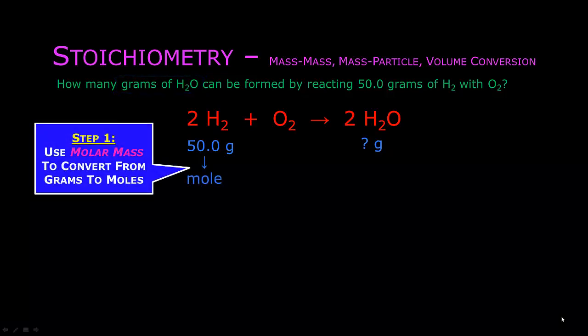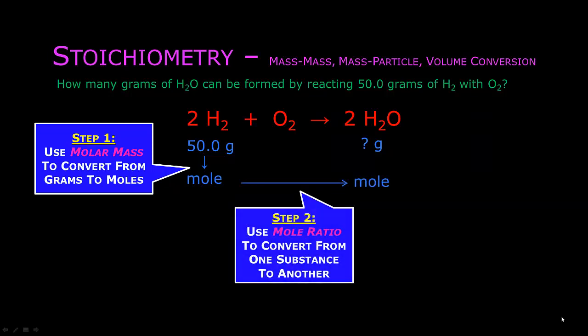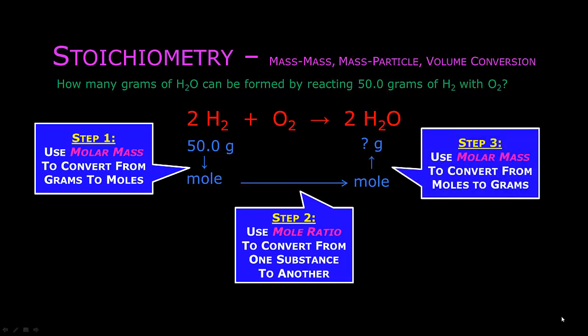So step 1, we are going to convert our grams of hydrogen to moles of hydrogen, and we're going to use molar mass to do that. Step 2, we convert moles of hydrogen to moles of water, and we're going to use a mole ratio to do that, to convert one substance to another substance. And the last step, or step 3, is we're going to convert our moles of water to grams of water by using the molar mass.